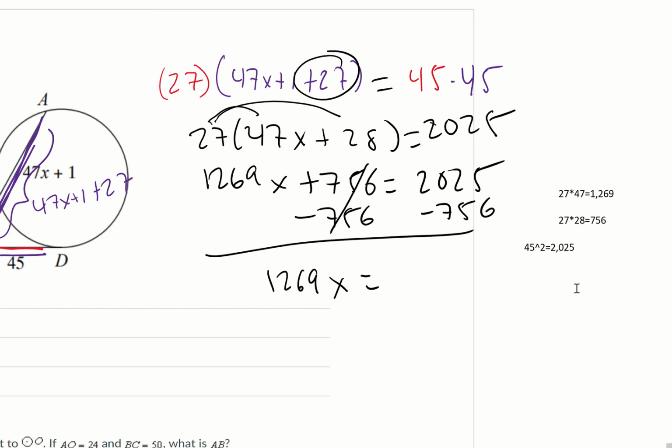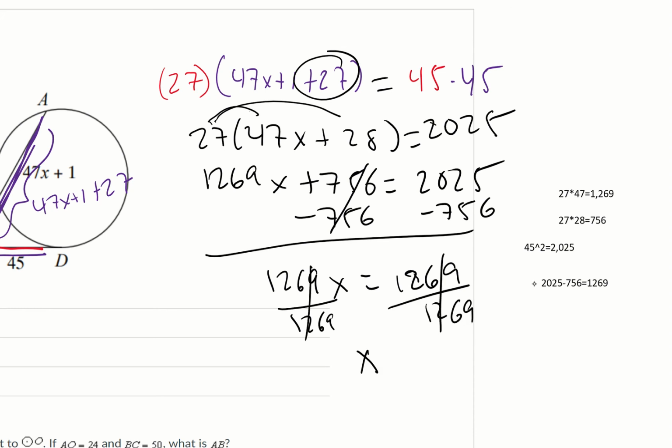If I'm not mistaken, we should get 1269 out of this. But I'd like to double check. Yep, we get the same thing, 1269. So divide by 1269 on both sides. So x has to be equal to 1.